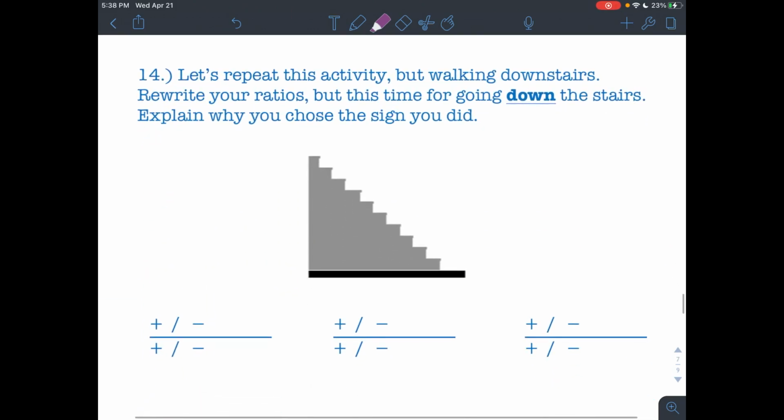You're going to repeat this, but this time thinking about walking down the stairs. So rewrite again your same ratios of 1 stair, 6 stairs, and full staircase. This shouldn't change because the distances didn't change. But what might change is your positive or negative sign, depending on whether you moved right, left, up, or down. So circle the sign for each distance. Is it 3 feet up, 3 feet right, 3 feet down, 3 feet to the left? That's just a random number.